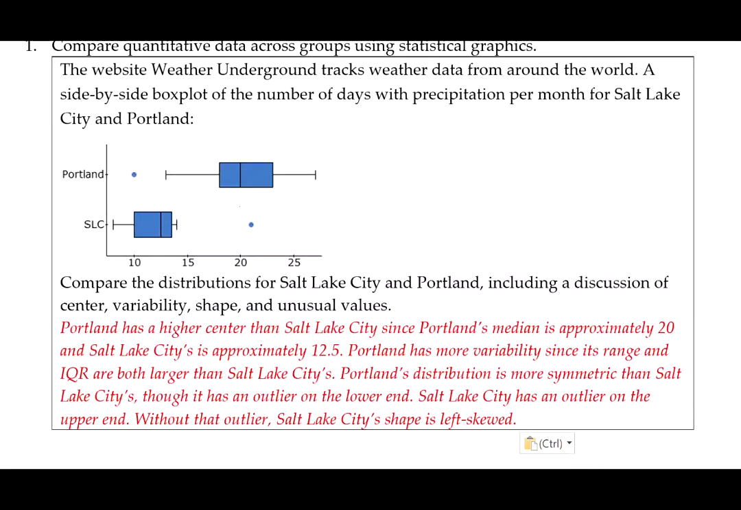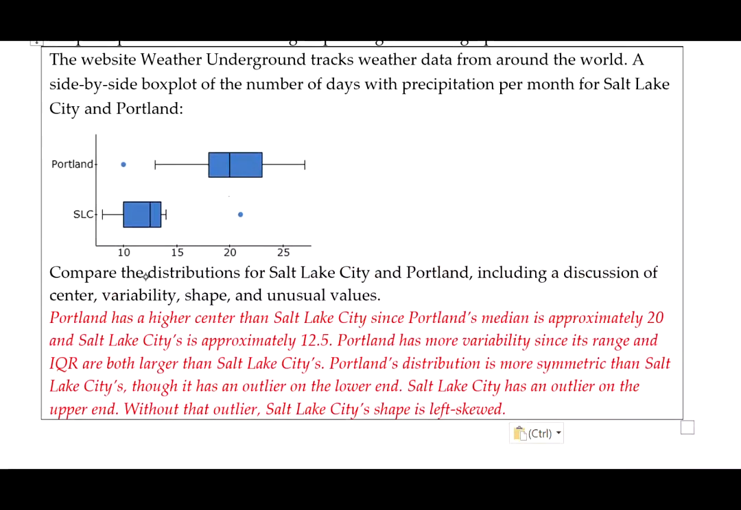Portland's distribution is more symmetric than Salt Lake City's, though it does have an outlier on the lower end. Salt Lake City has an outlier on the upper end, and without that outlier, Salt Lake City's shape is less skewed. So if we look at the shape of this box plot here, without the outlier, you can see that the left side of the box is wider than the right side of the box, and the left whisker is longer than the right whisker. And so therefore, without that outlier, it is a left skewed distribution. With the outlier, it becomes a little bit ambiguous because now we've got this unusual value on the right side.